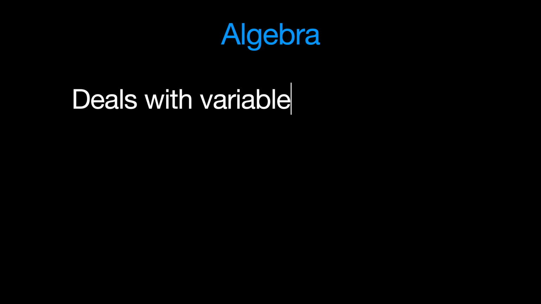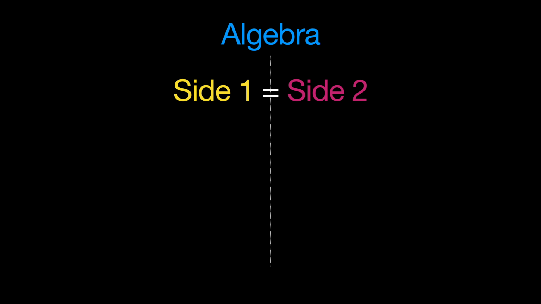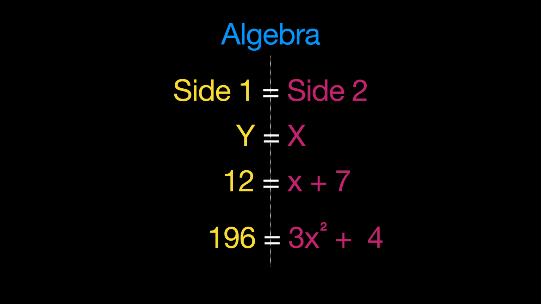So algebra deals with variables and functions. And so the way that I think about algebra is think about it as the science of 2 sides. So you have side 1 and side 2, and then there's your separator, which cuts it in half. So it can really be written in many different ways. So you could have something like y equals x. You could have an equation 12 equals x plus 7. You could have a more complex equation like 196 equals 3x squared plus 4.